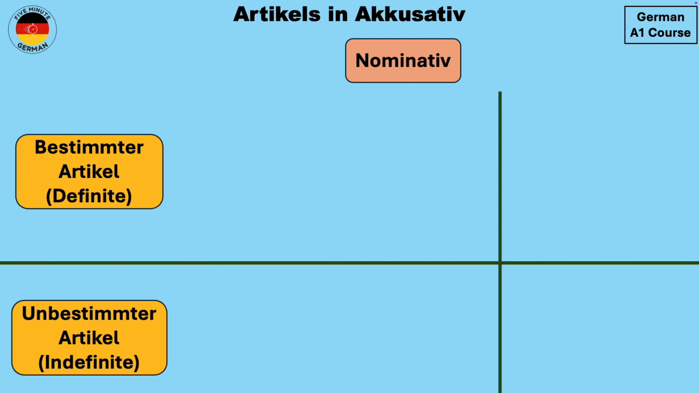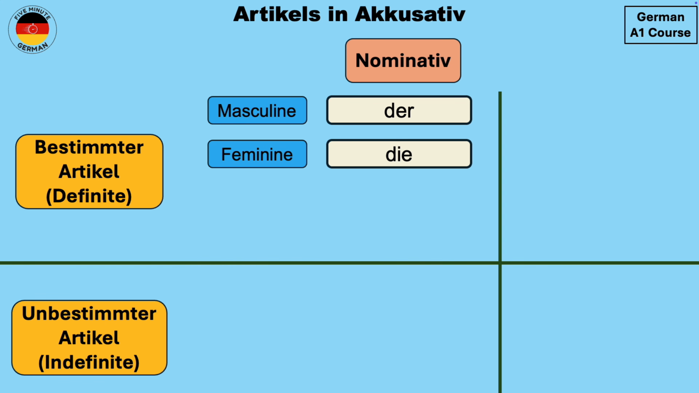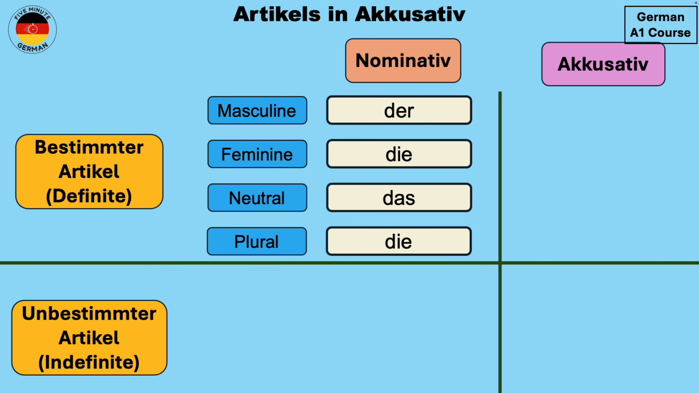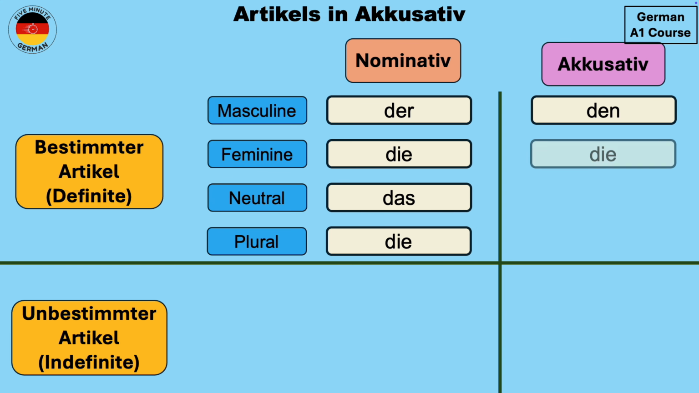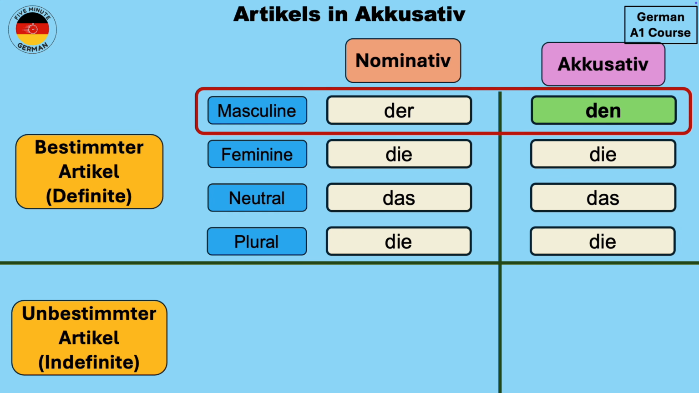So in nominative, the bestimmte Artikel for masculine is der, for feminine it is die, for neutral or neuter it is das, and for plural it is die. In case of accusative, the masculine article is den, the feminine article remains the same, which is die, the neutral also remains the same, which is das, and the plural also remains the same, which is die. So we see that the change occurs in masculine, that is, der becomes den in accusative.